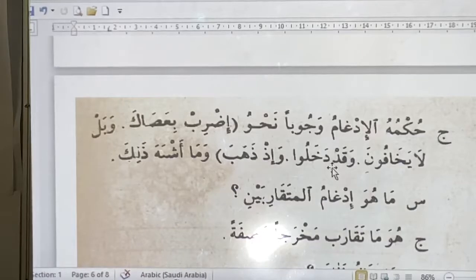Instead of reading وَقَدْ دَخَلُوا by stopping at the sakin, we are going to merge idghaman, and we will read it وَقَدْ دَخَلُوا, putting shadda on the second one. Another example of mutamathilain is dhal wa dhal. We merge them together. So instead of reading وَإِذْ ذَهَبَ, we are going to read وَإِذْ ذَهَبَ by putting a strong shadda in the second letter and merging the first into it. وَمَا أَشْبَهَ ذَلِكَ.